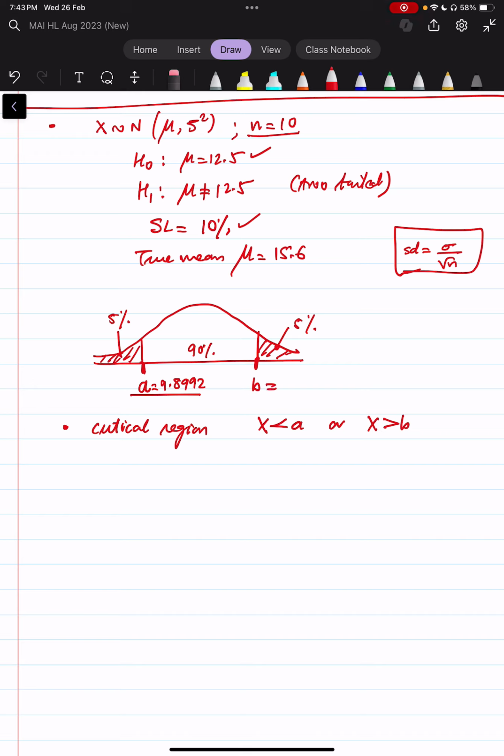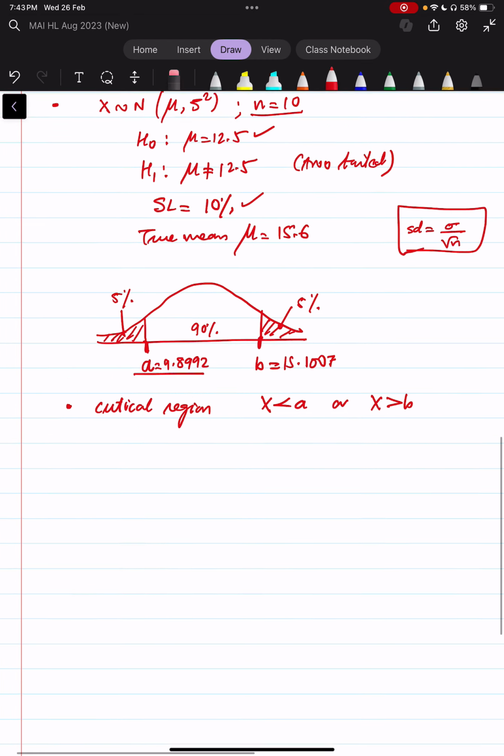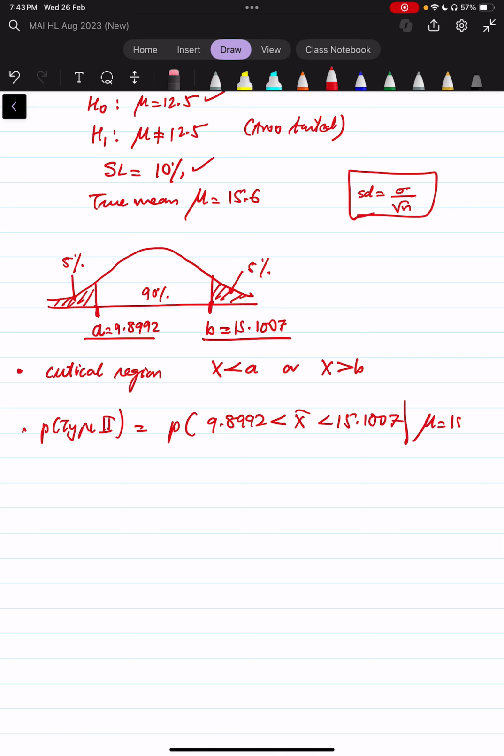Similarly, find B. So in B, I'll just simply from left, I'll make it right. Everything else remains the same, right? And it's 15.1007. So you find A and B. Now you find your type 2 error. So probability of type 2 error will be probability that your value lies between 9.8992 is less than X bar is less than 15.1007. Correct? Given that your true mean is 15.6.